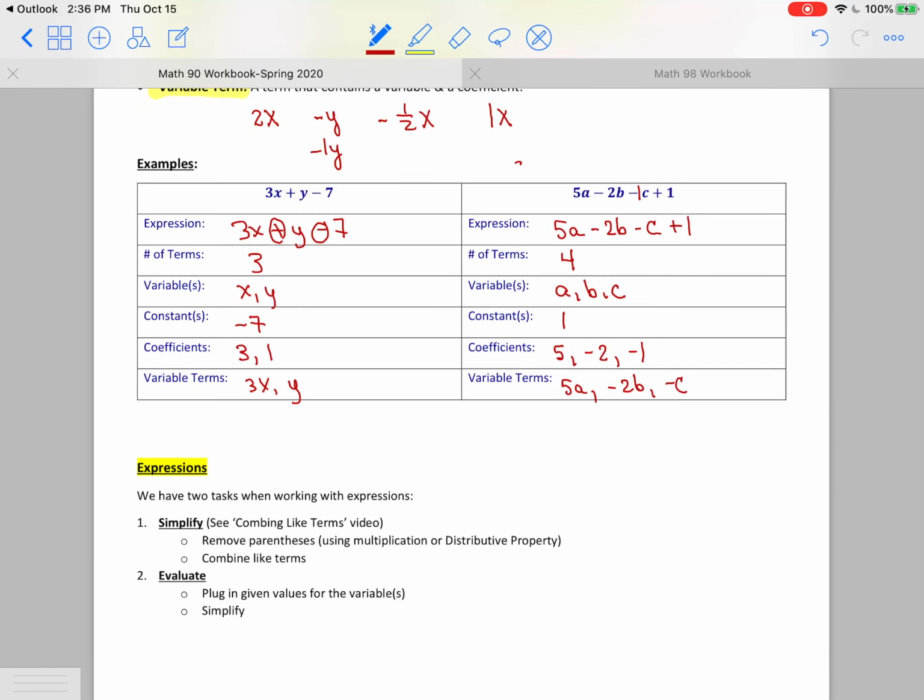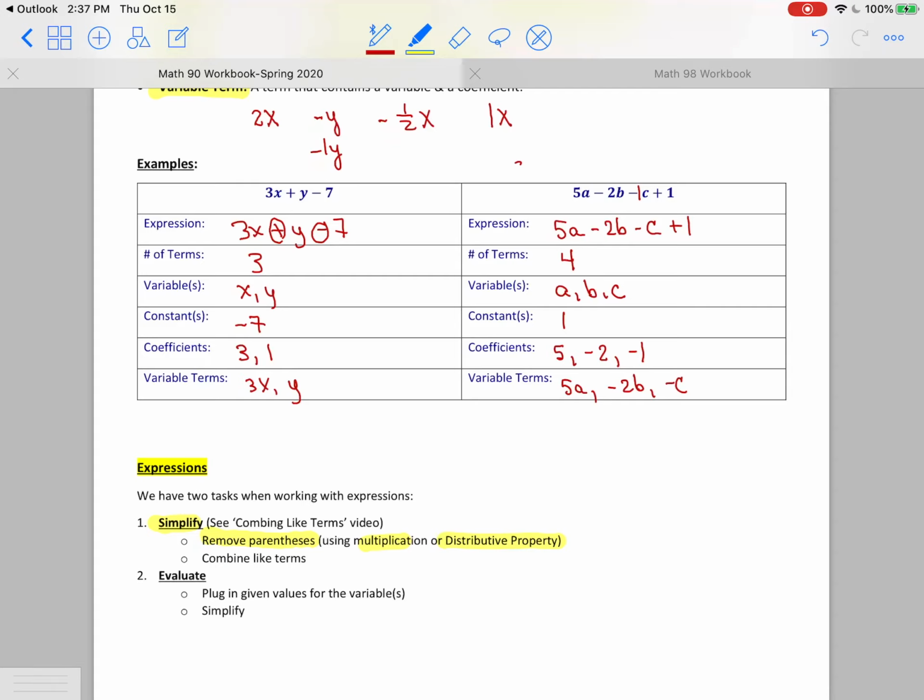All right, guys, so a little bit more about expressions. When we are dealing with expressions, we basically have 2 tasks that we will be doing, or in the directions we will have 2 main focuses. One will be to simplify an expression, and that means that we remove any parentheses that are there. This would be either using multiplication, or it may be using what we call distributive property. And that is going to come into play here in just a couple of topics.